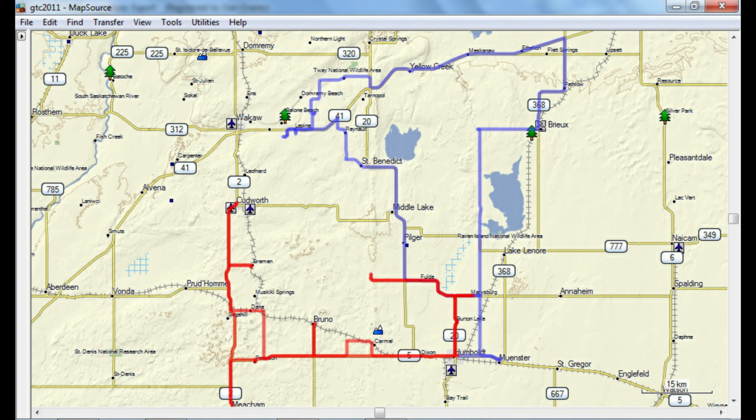So I told you I had the track logs somewhere. At least if I can't find the original track logs, this is a screenshot of the track logs from those two days. The purplish blue line being day one and the red line being day two.